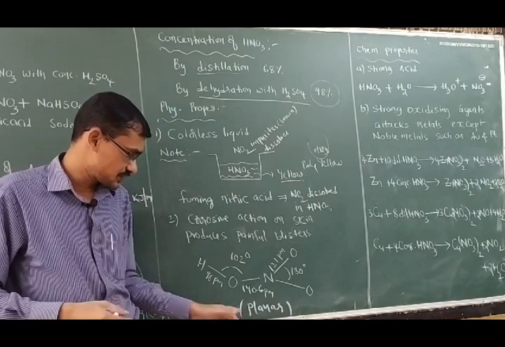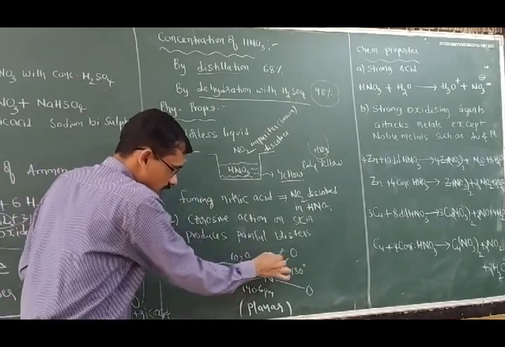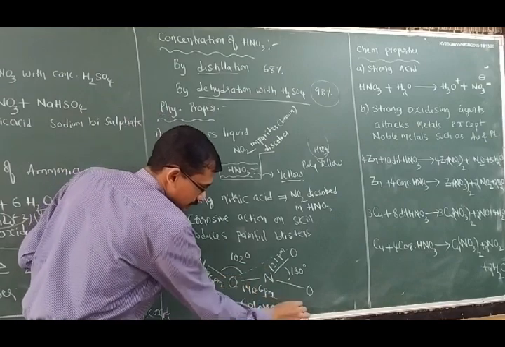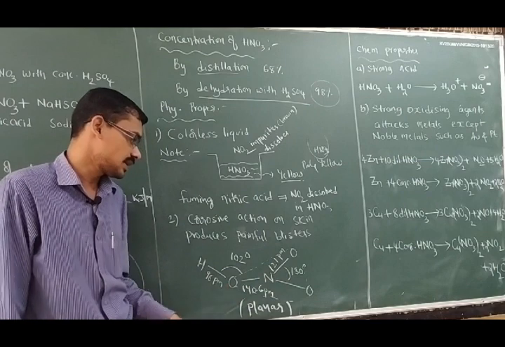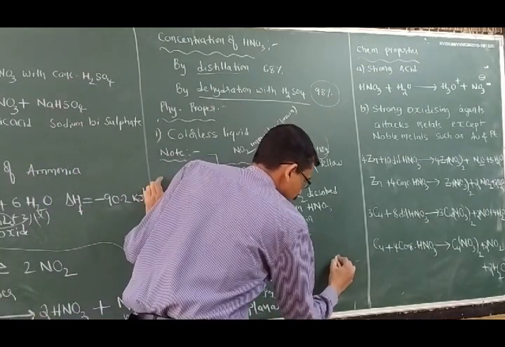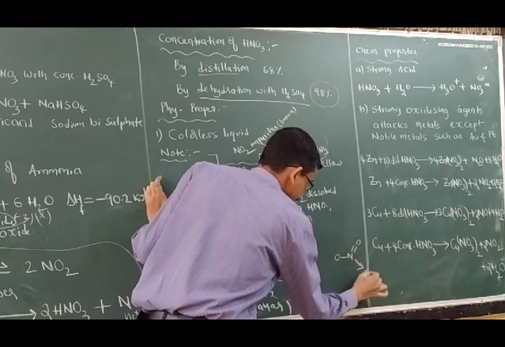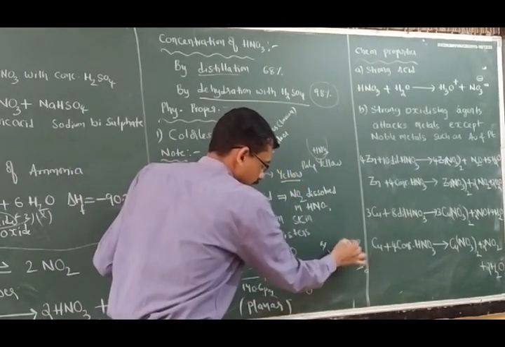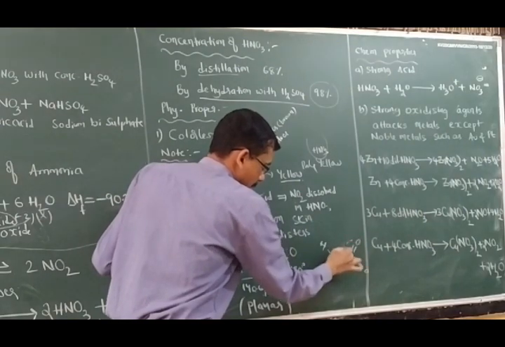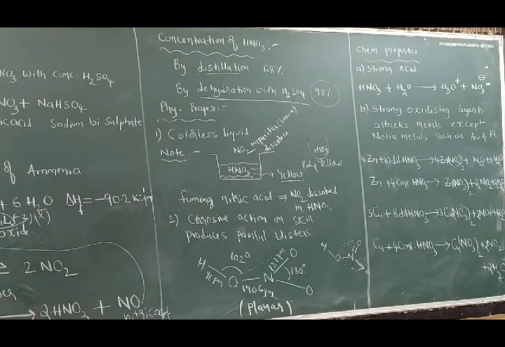Next, we will see the structure of HNO3, which is generally a planar structure. If you observe here, it is in plane like this: nitrogen and 3 oxygens, and you can write it like this. This is a structure in which we get a planar structure. So, this is about some physical properties.